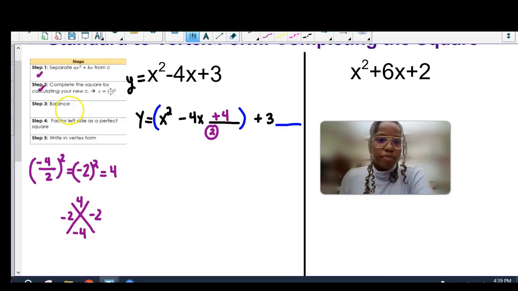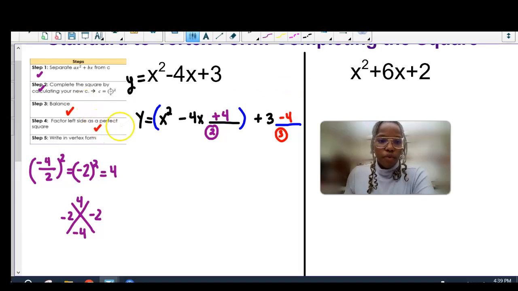The next thing we're going to do is balance. So step 3 would go here. So when I balance this, if I add 4 to this equation, I have to subtract 4. That way it can go back to the original equation if I were to erase both my 4s. They cancel each other out.